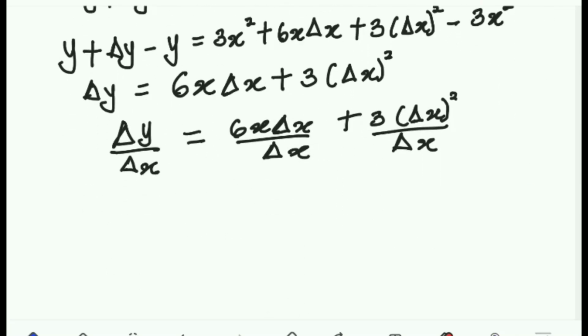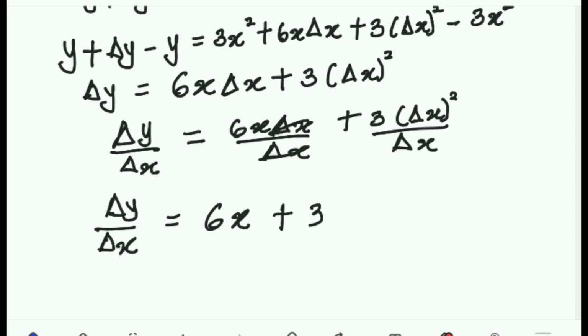So when you do this, we have change in y over change in x. This is now an identity equals to this, cancel this. We have 6x plus 3 into change in x. Since one of the change in x is out, we have change in y over change in x equals 6x plus 3 change in x.